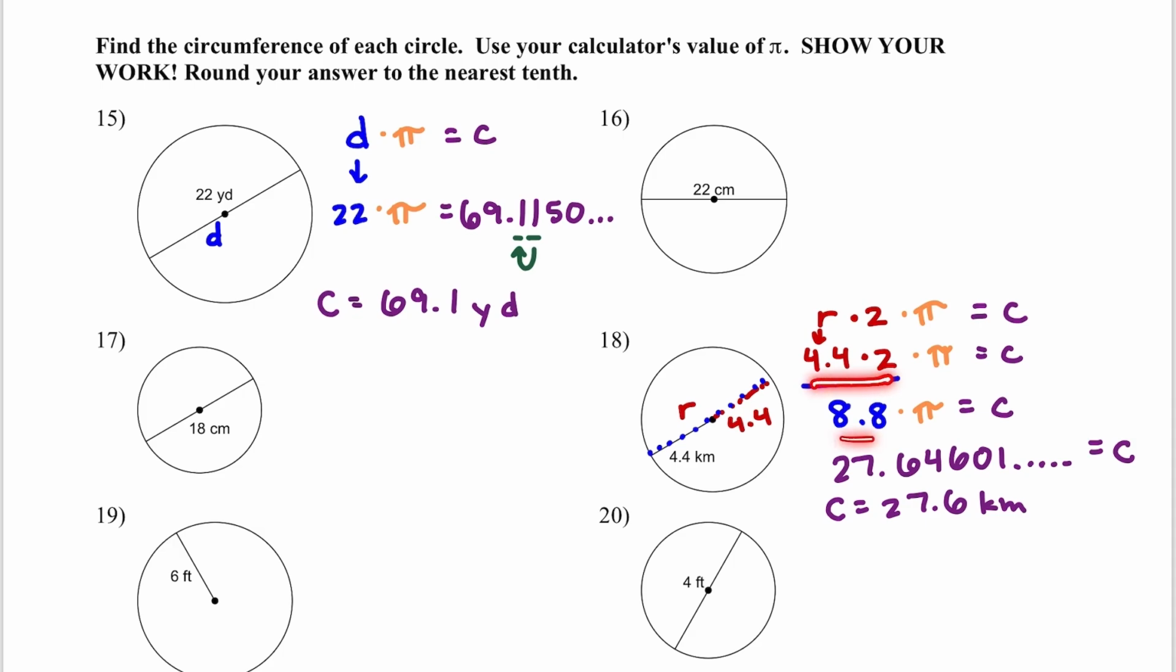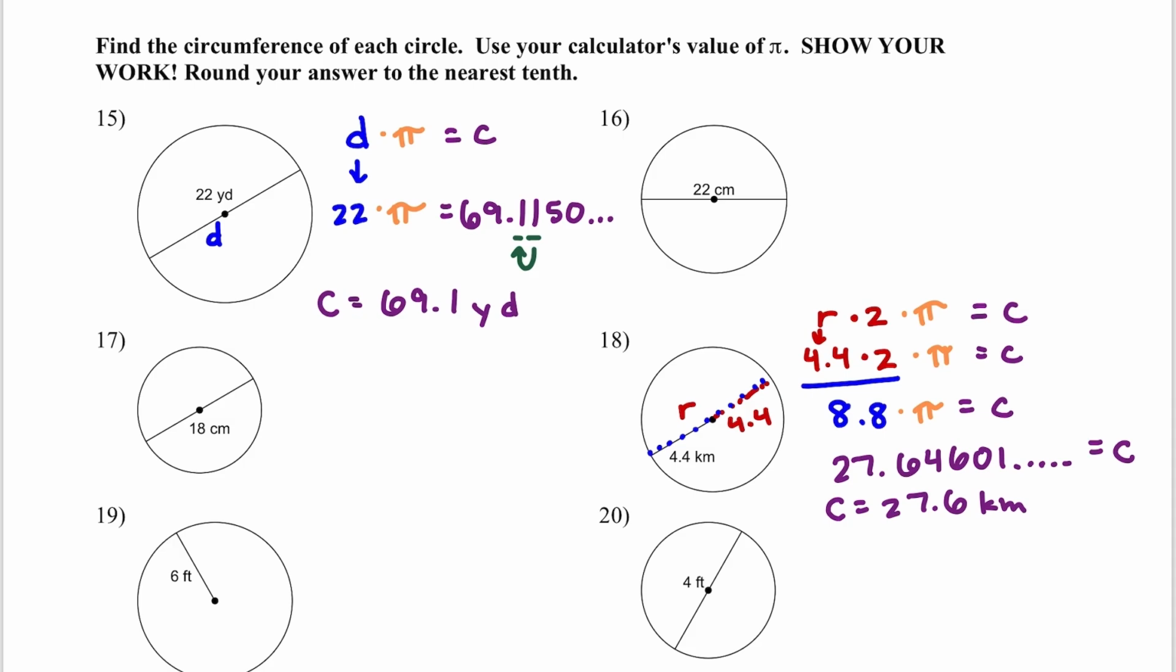Again, as I was saying, you can do just one calculation at a time. 4.4 times 2 is 8.8, then multiply it by pi, or if you're a lazy mathematician like me, I'm going to type all of that into my calculator in one shot. 4.4 times 2, don't press enter, just keep on going, times pi. And now I press enter once I have done all of that. And that is how I can get in one single calculation the same thing I got before.